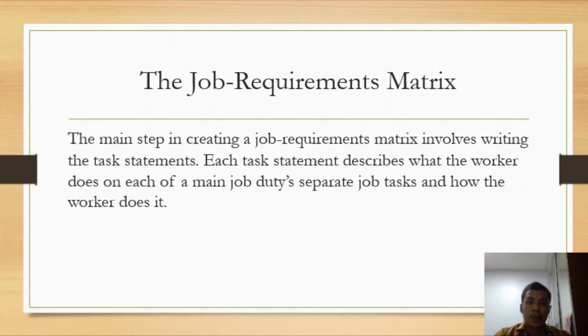In the job requirements matrix, the main step is to create the job requirements matrix, which involves writing task statements. Each task statement describes what the worker does on each of the main job duties, the separate job tasks, and how the worker does it.